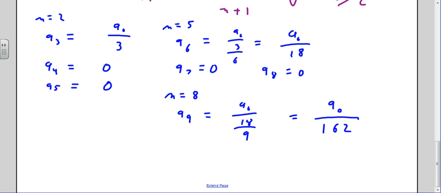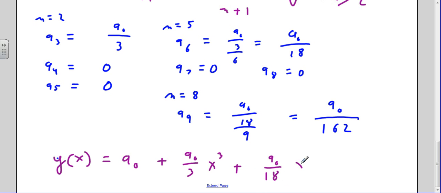So I'm going to write down a final answer, and I'm going to say y of x is equal to A0 plus A3, which is A0 over 3 x cubed, plus A6, which is A0 over 18 x to the 6, plus A9, which is A0 over 162 x to the 9th.